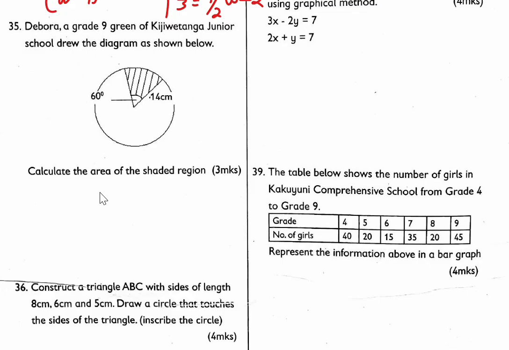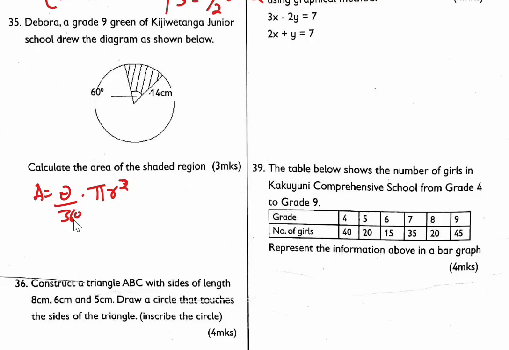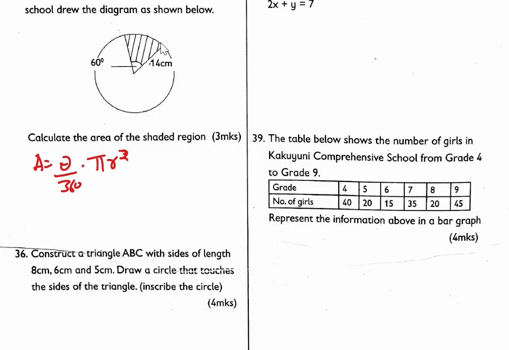Know that from grade 8, area is equal to theta over 360 multiplied by pi r squared, because you're getting the area. Pi r squared is the area of a circle. So what is theta? It is the angle subtended at the center by the sector. You can see here we have 60. So our theta is 60.